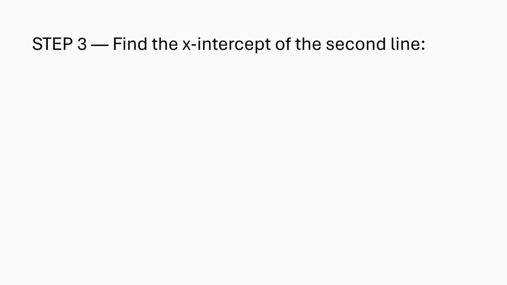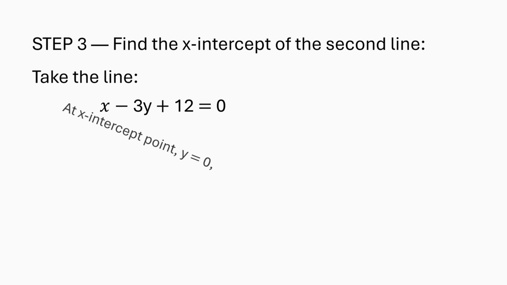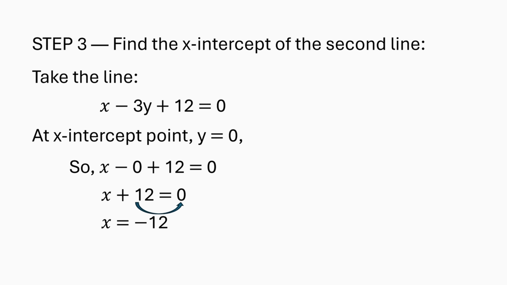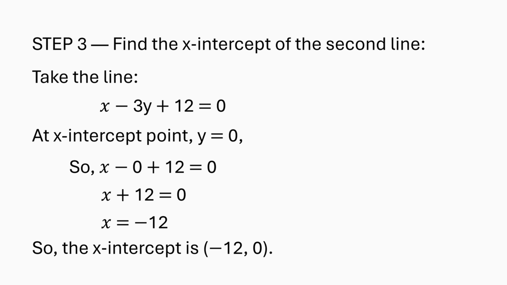Step 3. Find the x-intercept of the second line. Take the line x - 3y + 12 = 0. At the x-intercept point, y = 0. So, x - 0 + 12 = 0. x + 12 = 0. x = -12. So, the x-intercept is the point (-12, 0).